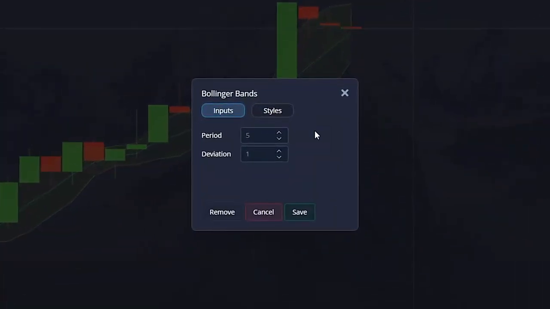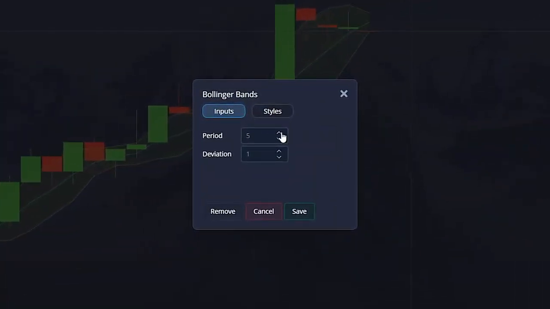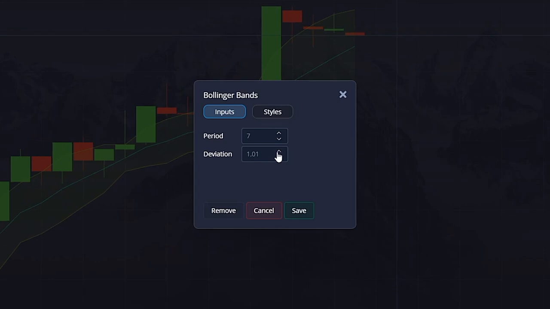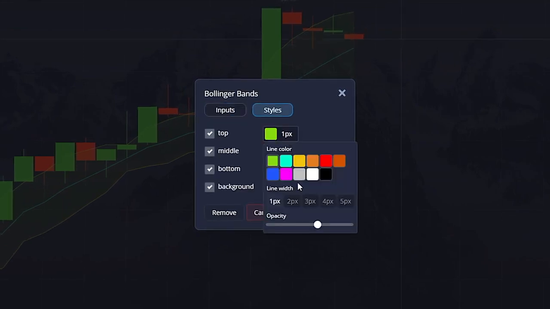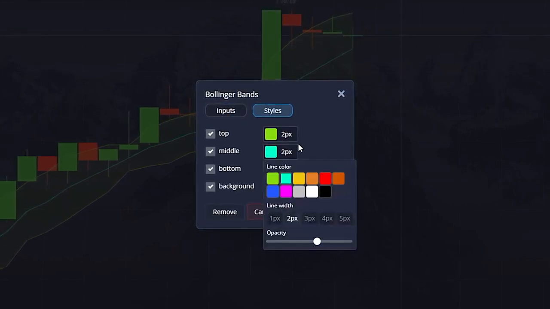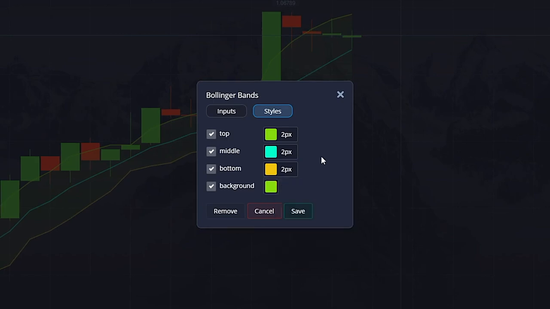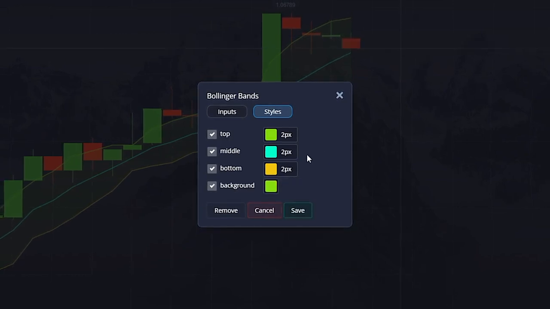For Bollinger Bands, set the period to 7 and the deviation to 1.01. Now, adjust all the line styles to 2 pixels and make the top line white. Keep the middle line green and set the bottom one for red. Now, this combo of indicators is widely used because it's highly effective. It helps identify volatility and potential price movements with great accuracy. You'll be able to spot those critical breakout points like a pro.